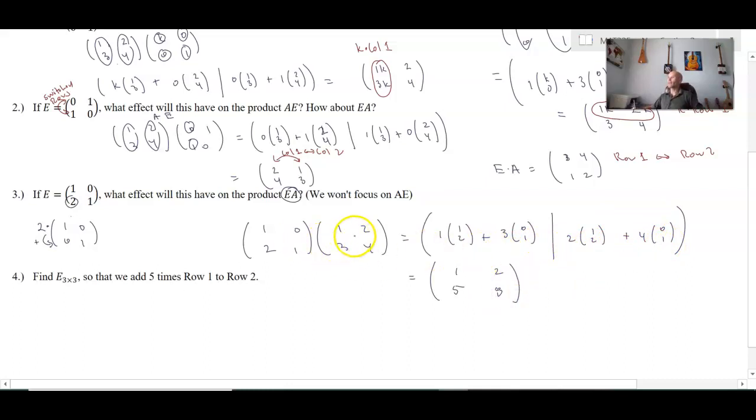Now, if I look at the original A matrix, which is this one, I see that they still have the same first row. But the second row has changed. And it has changed in a way that might not entirely be obvious. 3 turned into a 5, 4 turned into an 8. Well, let's think about what we did here. We took 2 times row 1 and added it to row 2. So if I took in this matrix 2 times 1 and added it to 3, I would get 5. And if I took 2 times 2, that's 4 plus 4 is 8.